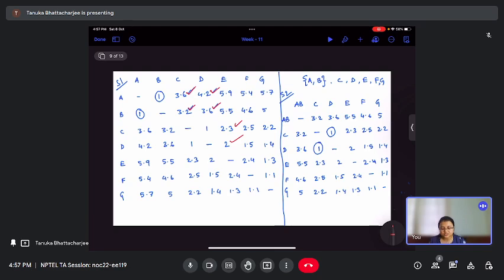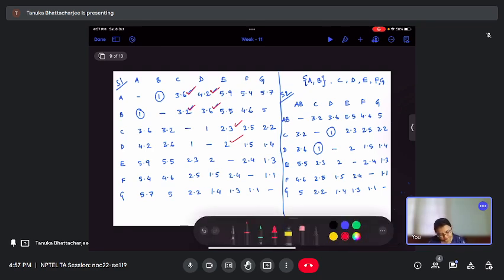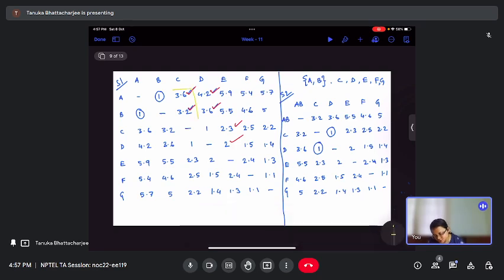Now when you are computing the distance between AB and the other clusters, there the difference will come. Let us say you are computing the distance between AB and C. You are considering these two distances. When you did single linkage, you took the minimum of this, but for complete linkage you will take the maximum. So this distance will become 3.6. Similarly the rest: this will become 4.2, this will become 5.9, this will become 5.4, and this will become 5.7.